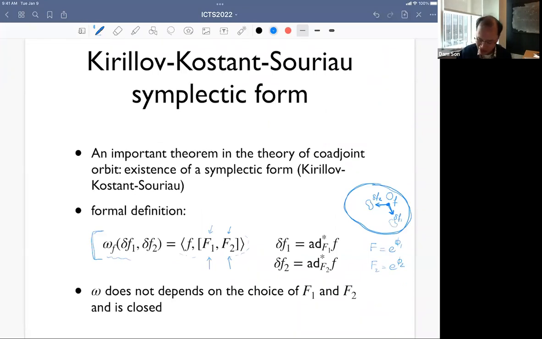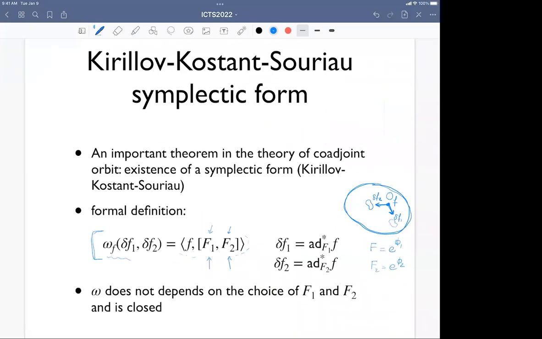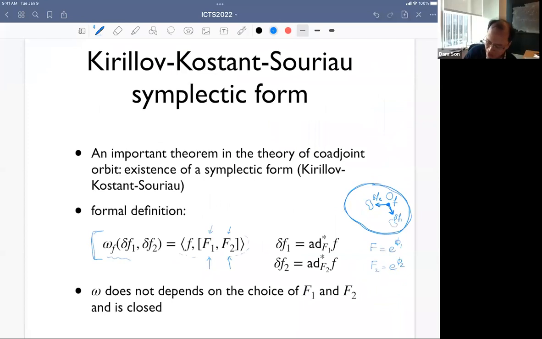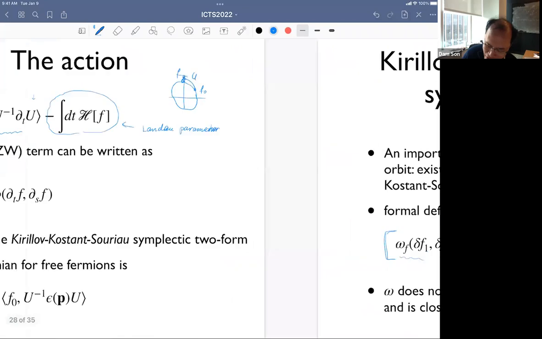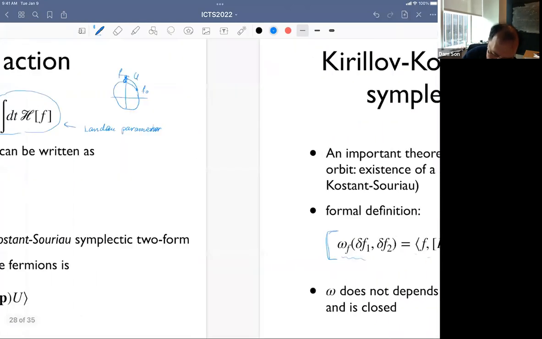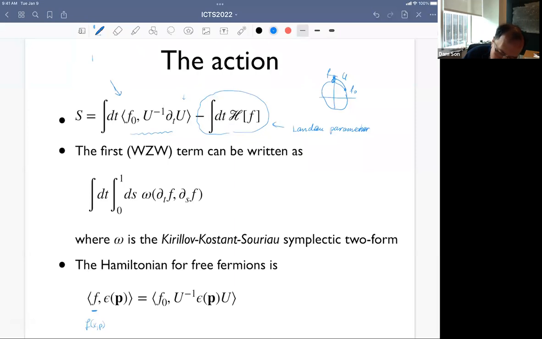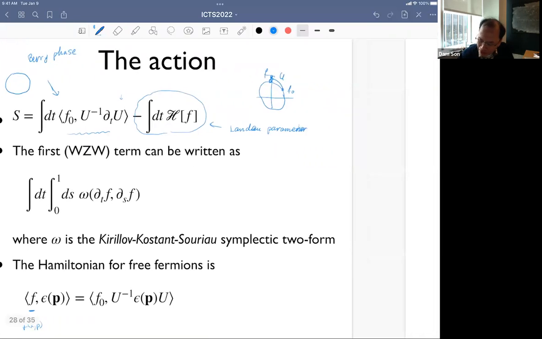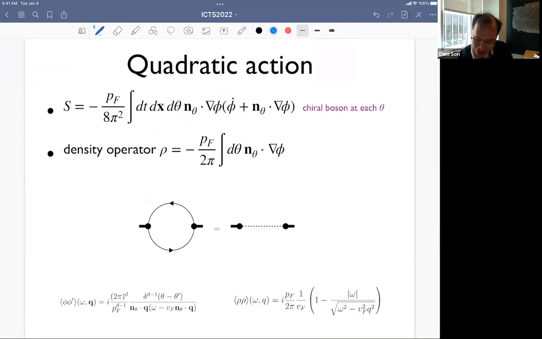And so it's actually non-trivial to think about what information this form contains. It actually tells us that this term corresponds to the Berry phase that a Fermi surface obtains when it changes its shape. So let me write it in perturbation theory. Suppose I expand this action to quadratic order.